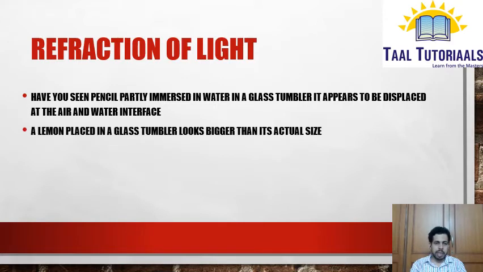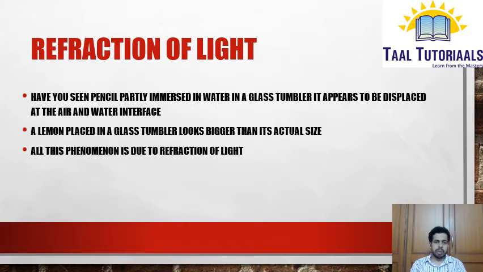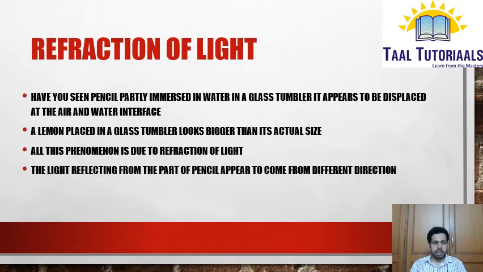A lemon placed in a glass tumbler looks bigger than its actual size. If you observe the lemon outside, before you have kept it inside the water, it looks smaller. When you put it inside a glass tumbler filled with water, it looks bigger than its actual size. All this phenomenon is due to refraction of light. The light reflecting from the part of the pencil appears to come from a different direction. That's why we see the pencil as bent.